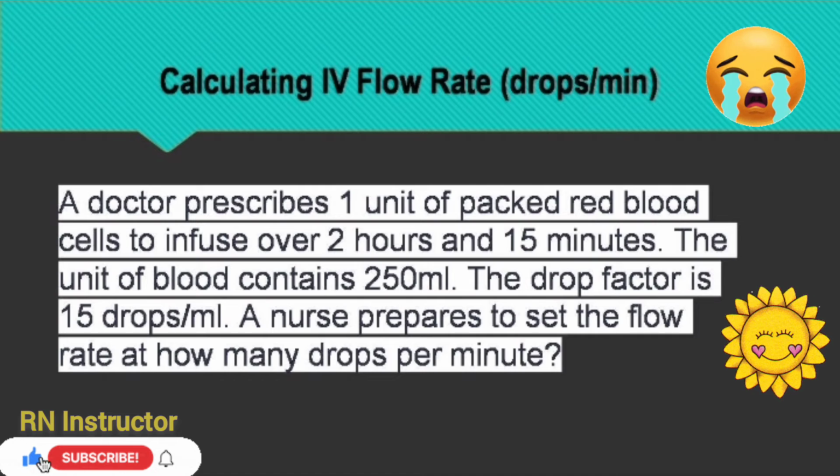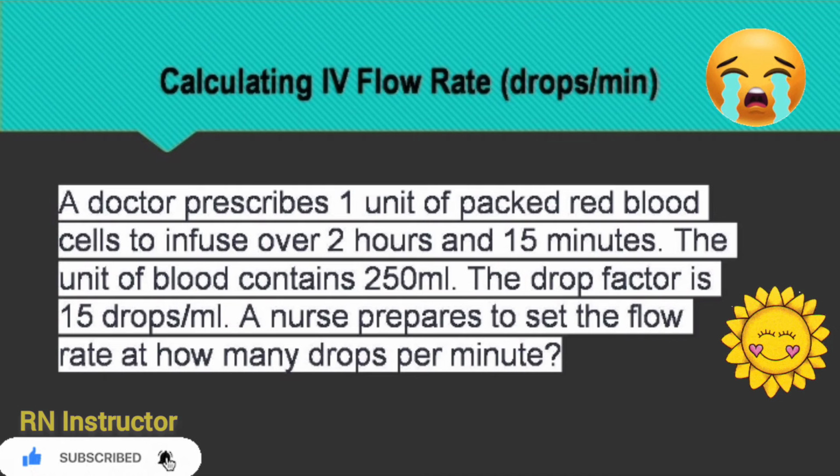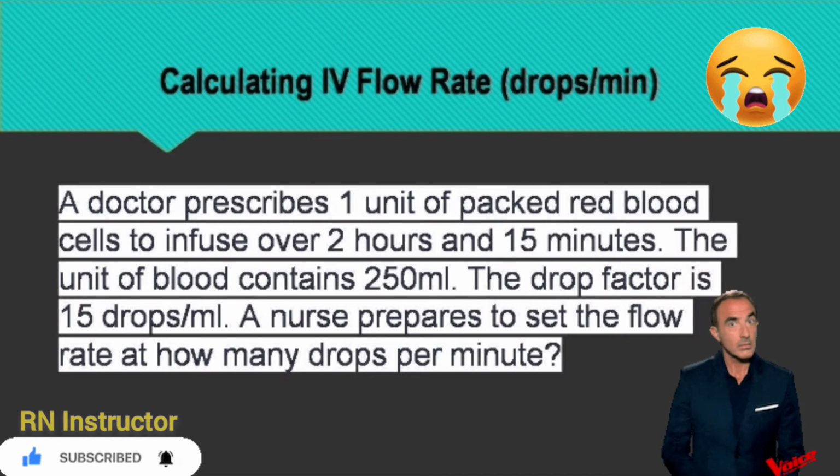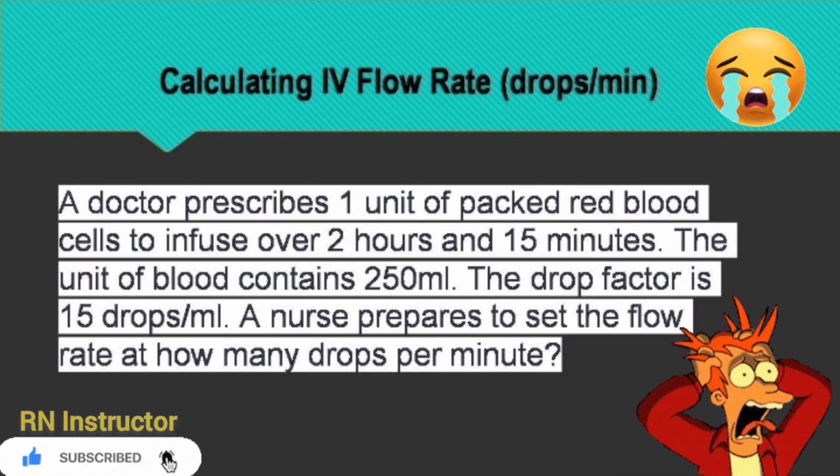The next question: the doctor prescribed 1 unit of PRBC to be infused over 2 hours and 15 minutes. The unit of blood contains, that is the total amount, 250 ml. The drop factor is 15 drops per ml, and how many drops per minute will you set? Here you need to read the question very carefully. By giving questions like this, the examiner will give you a twist, that 1 unit is there, as well as 15 drops, 15 minutes is there.